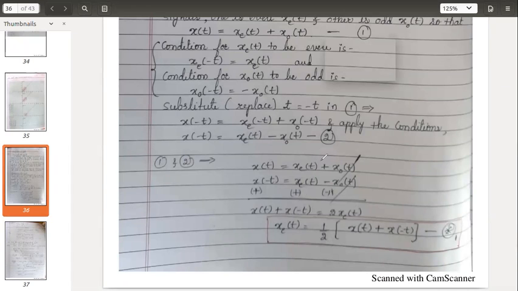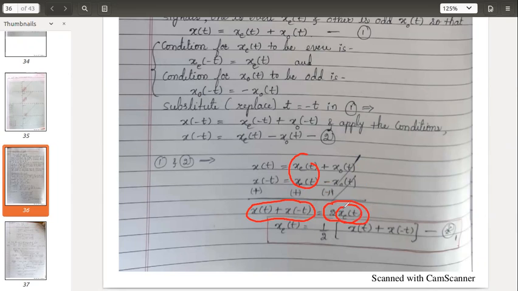I have taken equation 1 and equation 2. If you simply add them, the plus sign indicates add, and the negative is taken as it is. So if I add, these two get cancelled, one is plus, one is minus. These two get added, giving 2 times xe of t. And this is as it is, x of t plus x of minus t on the left hand side. On the right hand side, this will get doubled.